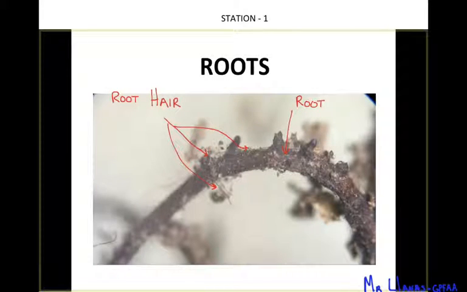So here we're looking at the roots. This is through the dissecting microscope, and you can see I already labeled the parts. The root hairs are the little branches that are coming off the root. You can see them there where I labeled them. Remember, root hairs are to maximize the absorption of water for the plant. Then I labeled the root, that's the main branch. If I show you this in your practical and your test, make sure you're able to identify the root hairs and the roots.